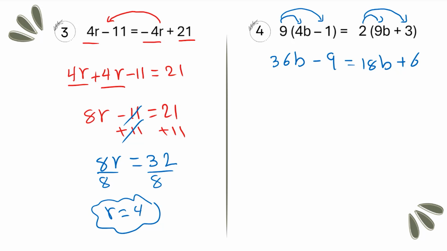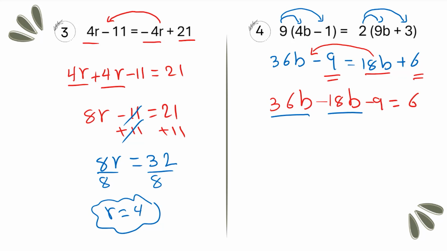Now we can decide which variable is smaller. We have here 18b smaller than 36b. Then we move it to the other side with a different sign. Then 36b minus 18b, we have here minus 9 beside, equals on the other side 6. Now let's do this. 36b minus 18b will be 18b. Minus 9 equals 6. Now how can we cancel minus 9? Plus 9 on both sides. 18b equals 6 plus 9, which will be 15.